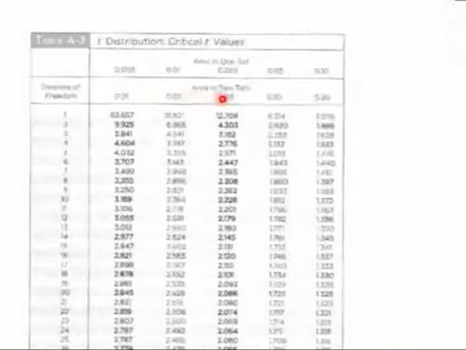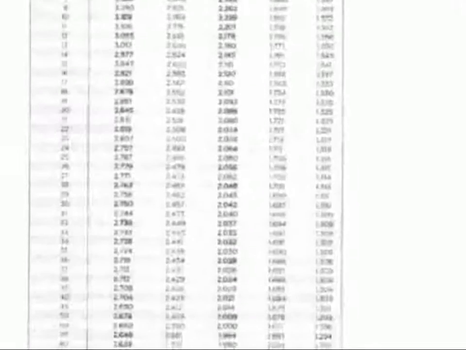Once I've figured out the area in two tails based on my confidence level, that tells me which column to look in for my t-score. Now we'll talk about this degrees of freedom column in a second, but the way to figure out where you are in that column is to calculate the degrees of freedom for your sample, and that'll tell you your t-score. Okay, let's look at some examples.